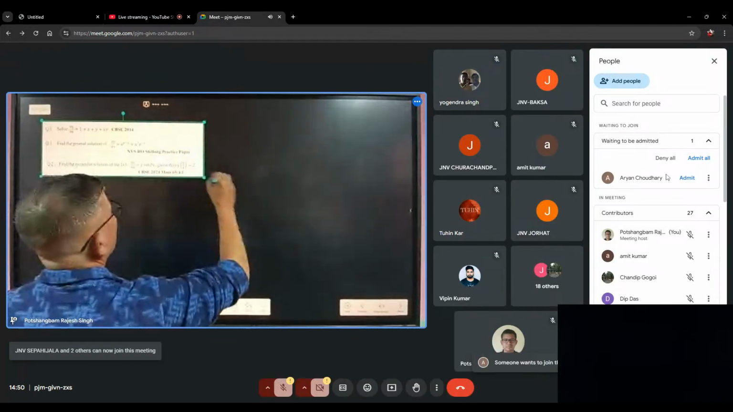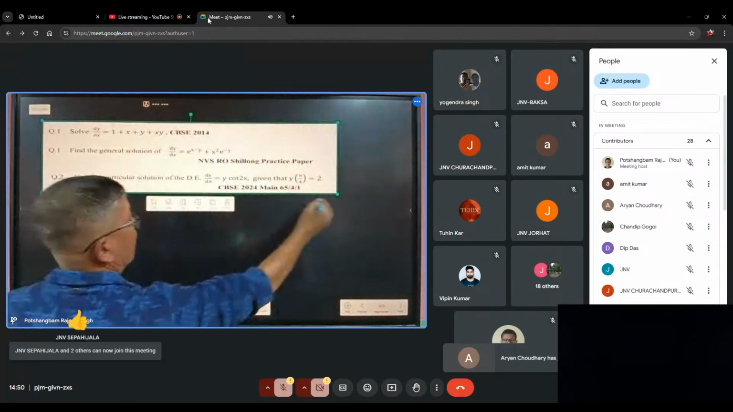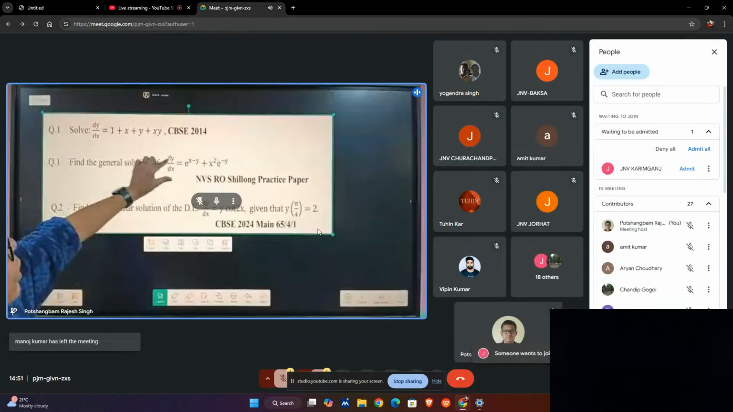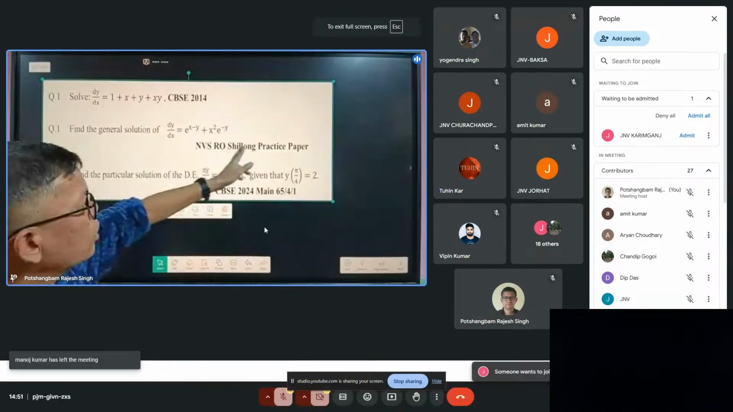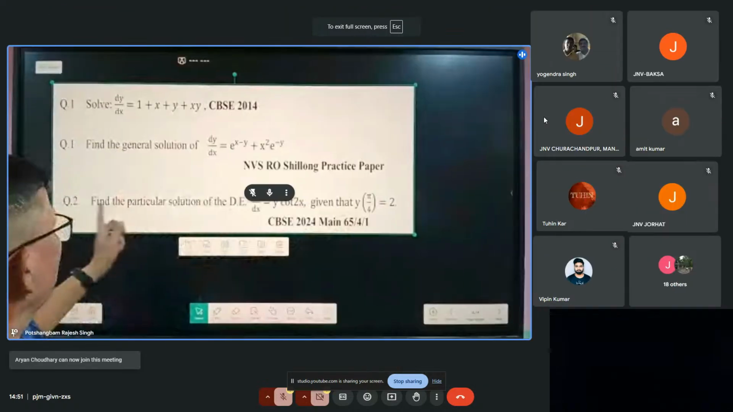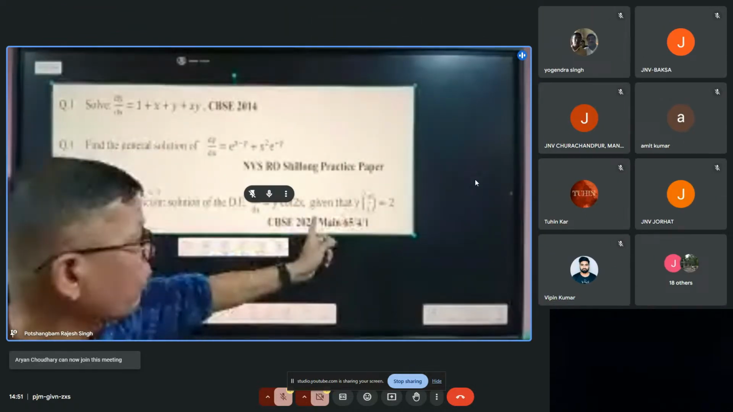Say, let us see this example. So here, actually, we will not be able to solve all these questions, okay? Because after the separation of variable, we have to discuss again about the homogeneous differential equation, and again we will discuss the linear differential equation one by one. This question was given in the NBS ROC practice paper, and this question was recently asked in 2024.